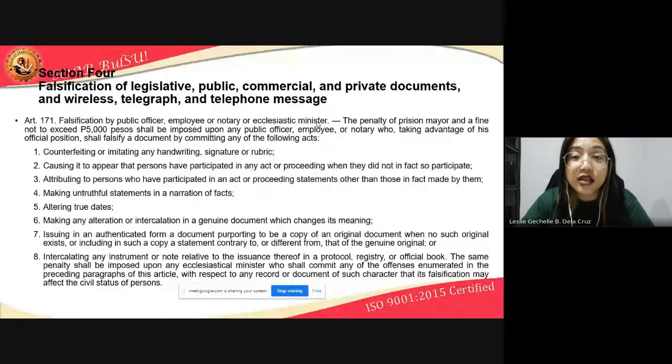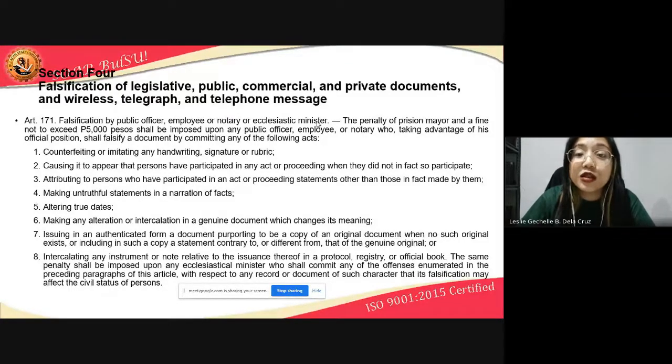Causing it to appear that persons have participated in any act or proceeding when they did not in fact so participate. So, sabihin natin may document, pumirma ka doon, pero yung pirma mo ay katulad ng pirma ng ibang tao, kinopya mo lang. So, ang dating, sumang-ayon yung taong yun, yung pinangpirma mo. Okay? Yan, hindi pwede yun. Attributing to persons who have participated in an act or proceeding statements other than those in fact made by them.